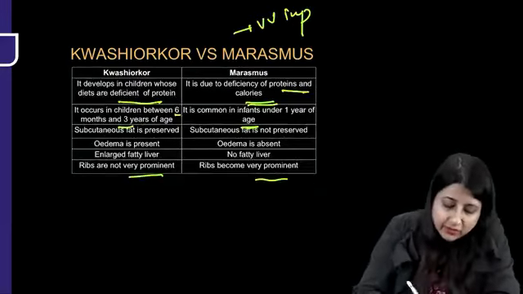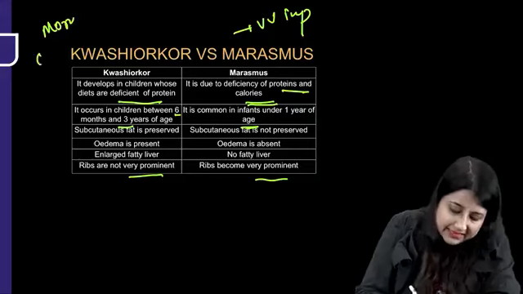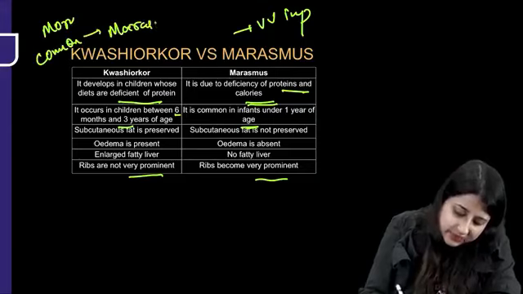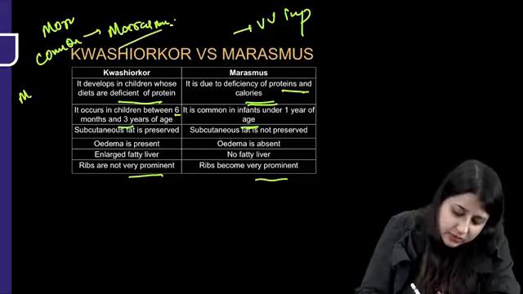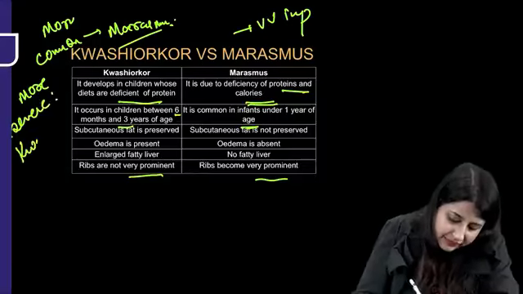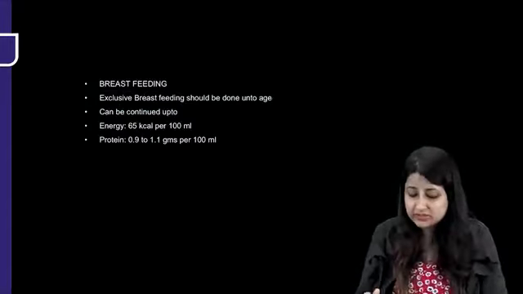Okay, so this is very important. Which is more common, guys? If anybody asks you which is more common, it is marasmus. But if somebody asks you which is more severe with poor prognosis, then more severe is Kwashiorkor. Got it? So this is important.